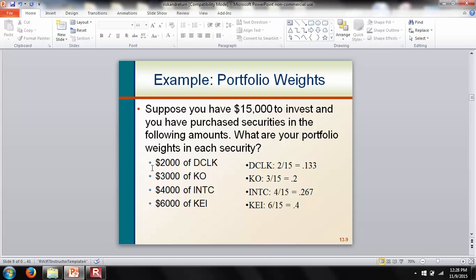So the weight in each investment is the fraction of your money invested in that stock. So here, for the first stock, that's 2 by 15, 0.133. The second one is 0.2. The third one is 4,000 by 15, which is 0.267. And the last one is 6,000 by 15,000, which is 0.4.